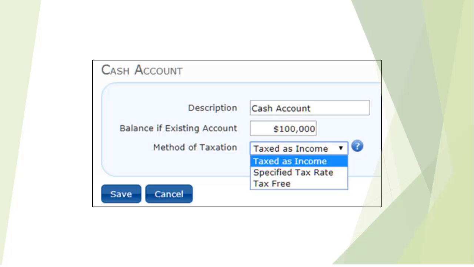Apart from real estate, which the program assumes is always taxed as income, you have three methods of calculating tax. These are taxed as income, the default option, specified tax rate, and tax-free. When taxed as income, the nominated values in the tax schedule will be used.